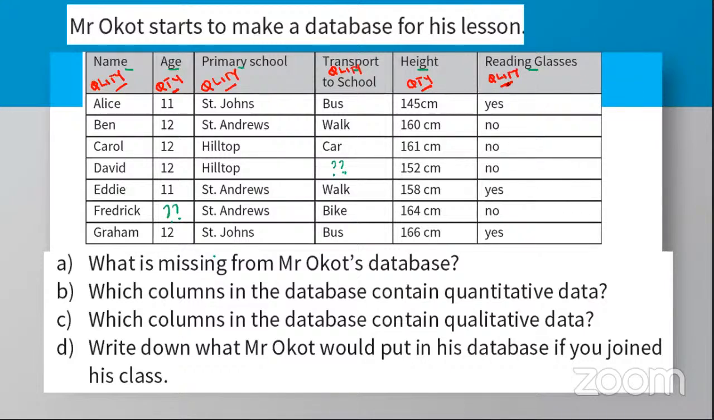Good. Thank you. So I think we have seen from here that you can easily now tell that this is qualitative data, this is quantitative data. Okay? So when you are given a table like that and you are supposed to put your data, you can easily tell this is qualitative, this is quantitative. So there we can easily identify that given type of data.